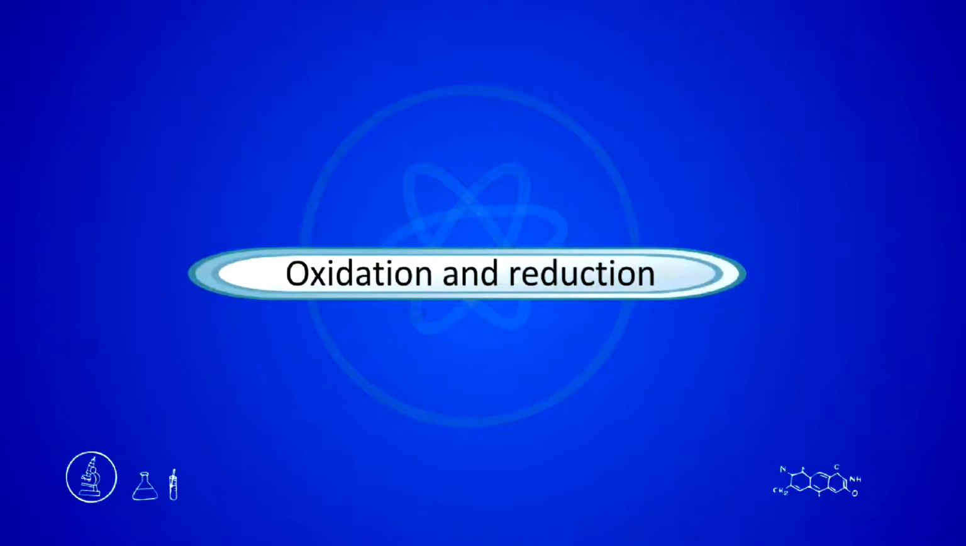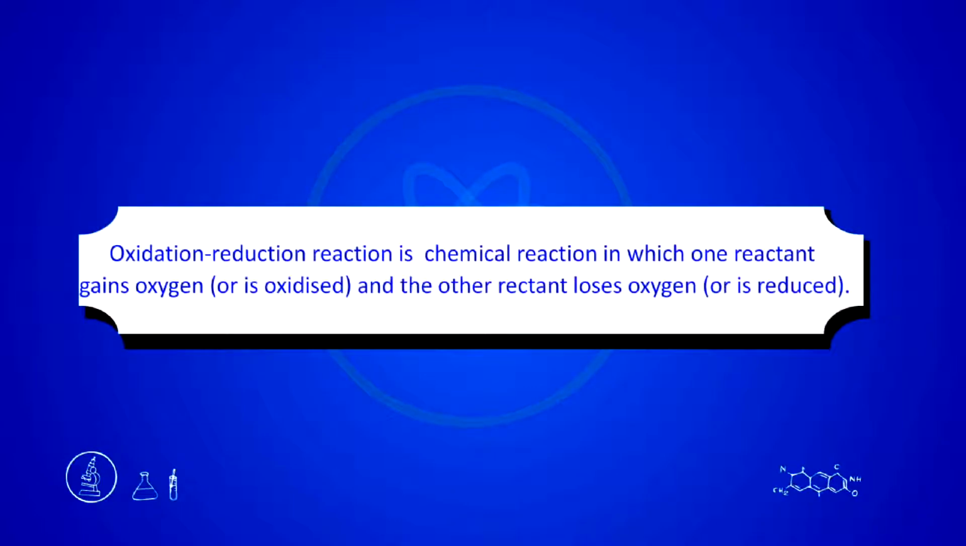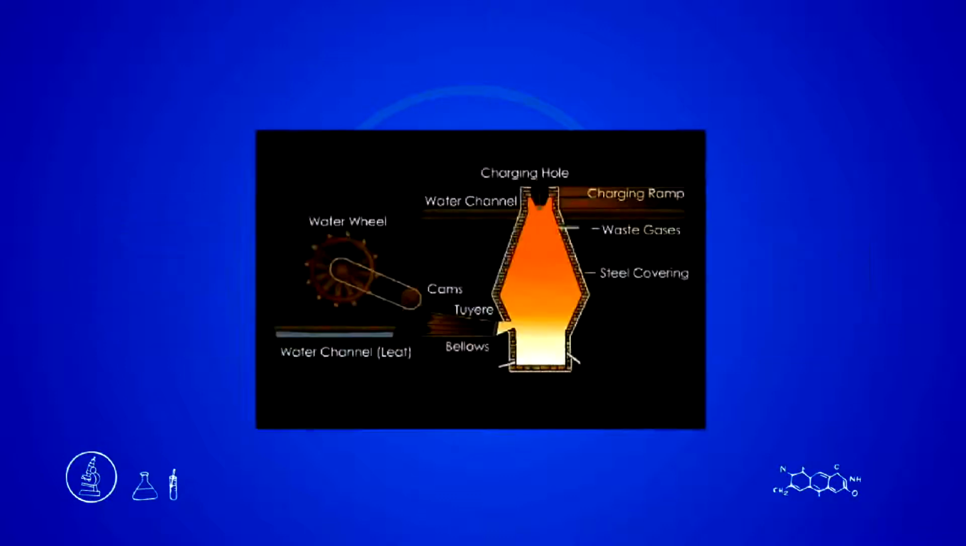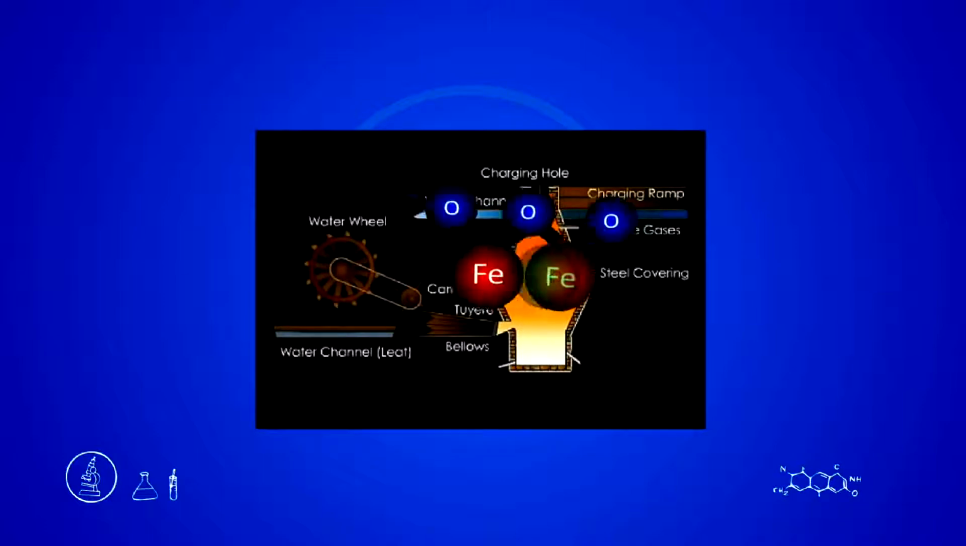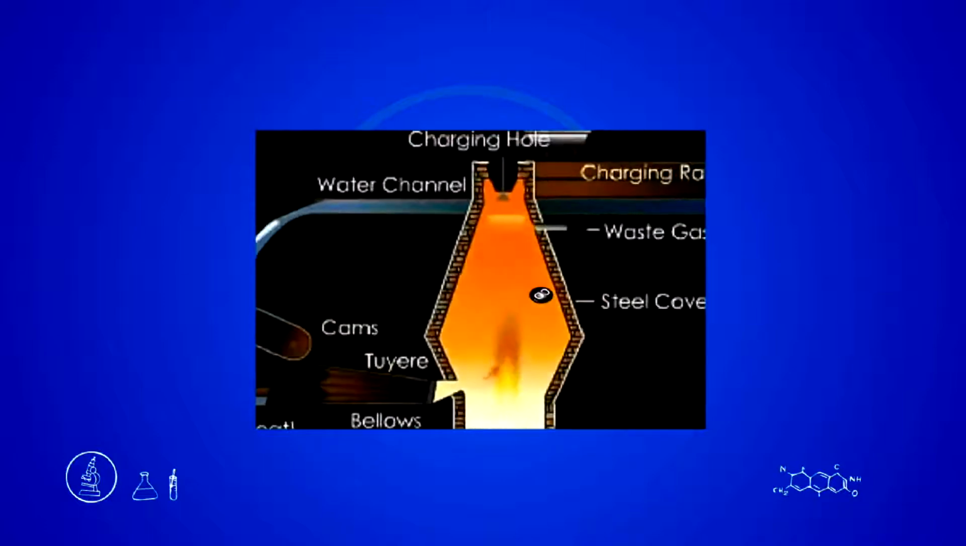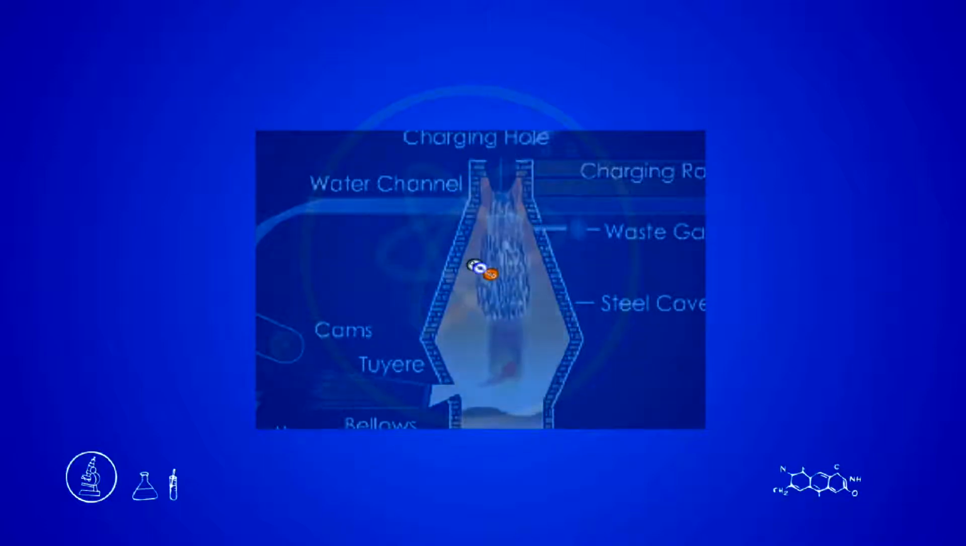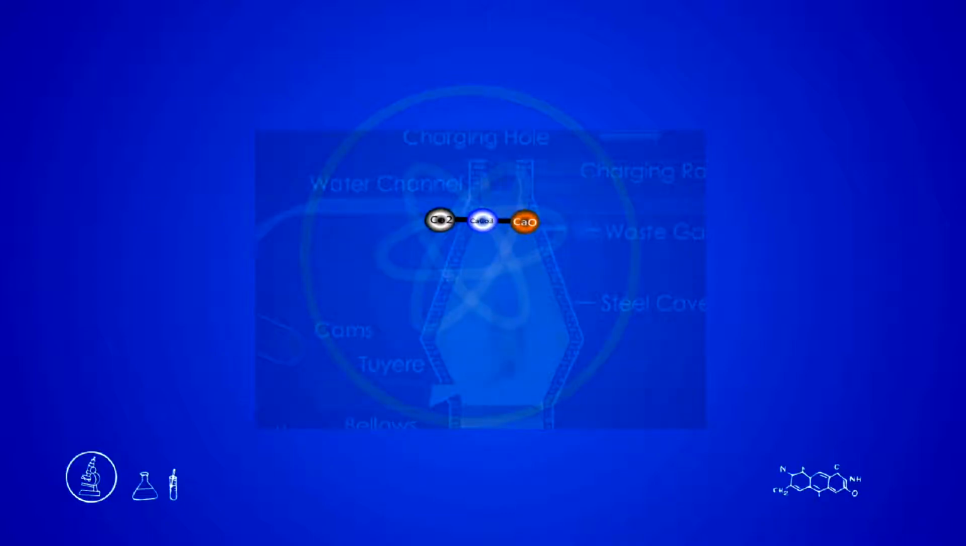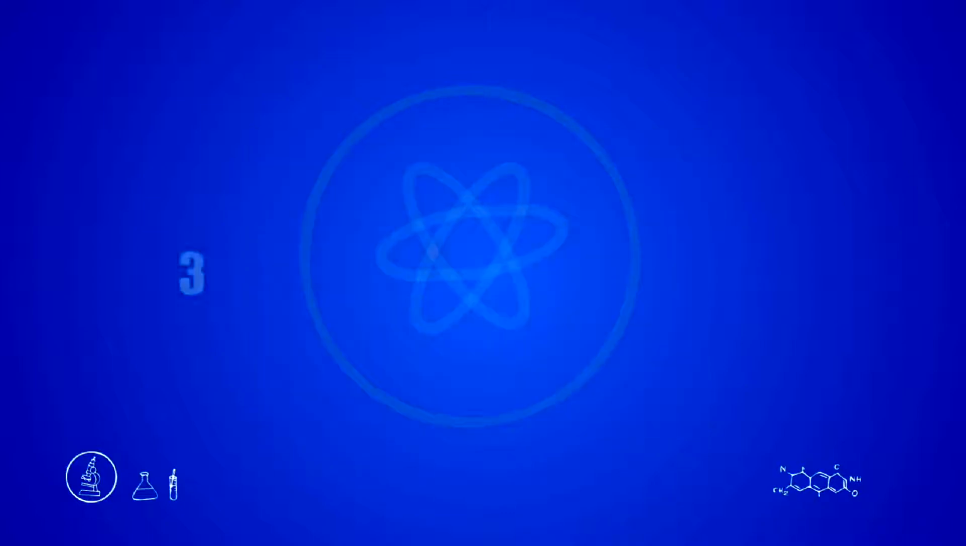Oxidation and reduction. Oxidation-reduction reaction is a chemical reaction in which one reactant gains oxygen, or is oxidized, and the other reactant loses oxygen, or is reduced. Production of iron from iron ore in a blast furnace using carbon: 3C + 2Fe2O3 → 4Fe + 3CO2.